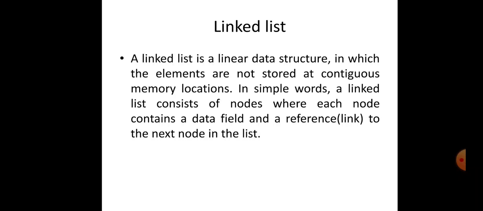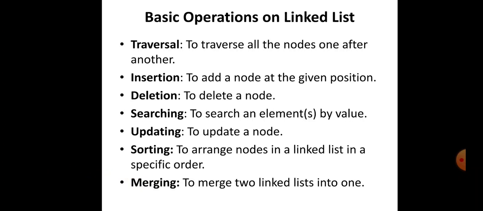Reference node or reference link is also called address of the linked list. Okay, so every node of the linked list is divided in two parts. First part is called data field, and the next part of the linked list is called reference field or address field.